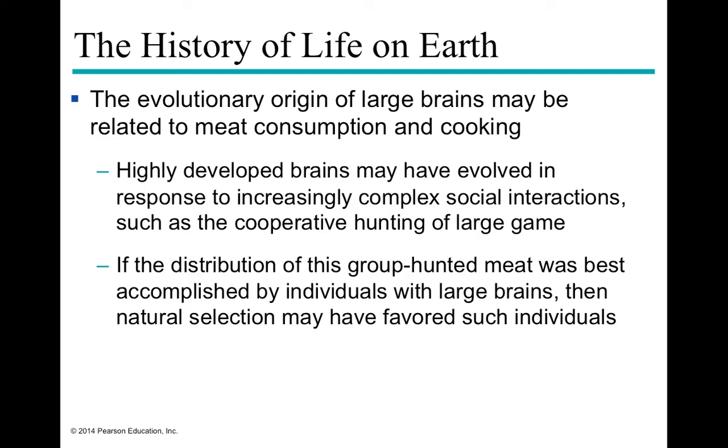We also know that evolution has pressured Homo sapiens into larger brains. We believe that's related to meat diets and also cooking. Highly developed brains lead to complex social interactions, including cooperative hunting, which means that you can take down much larger game than you could by yourself, and you can disperse a large animal amongst the entire village without letting the meat go to waste. And so if we had distribution of group-hunted meat, and that's best accomplished by smarter individuals, then over time natural selection would have favored such individuals, right? If you weren't smart enough to hunt the mammoth, or if you let yourself get killed by the mammoth, then you and your lineage would perish because you died off and your offspring would have no food.